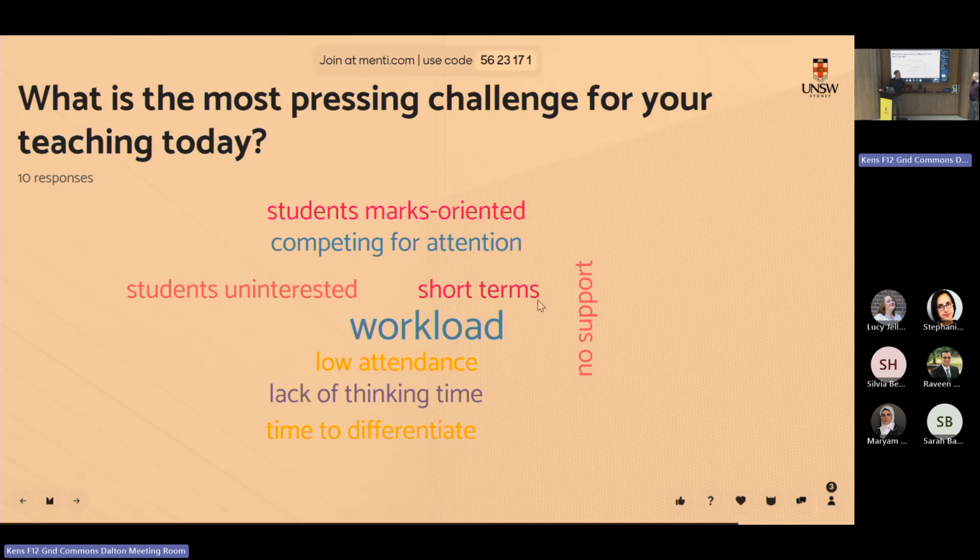Yeah, there's some interesting ones there actually. I mean, the emphasis on workload is interesting. I think it's both student and staff workload. It could be either. But at least two people have said it. I think that the attention thing is something that we've found.